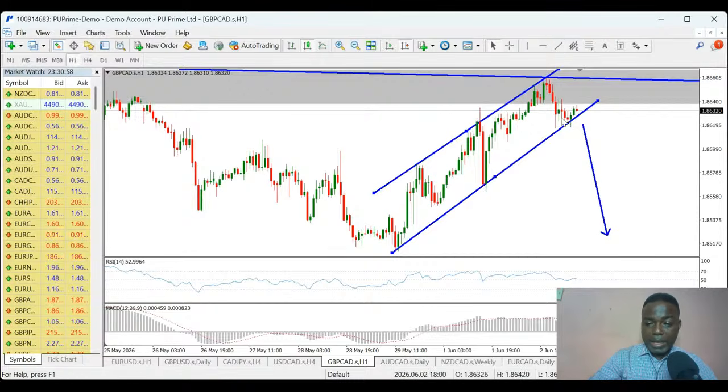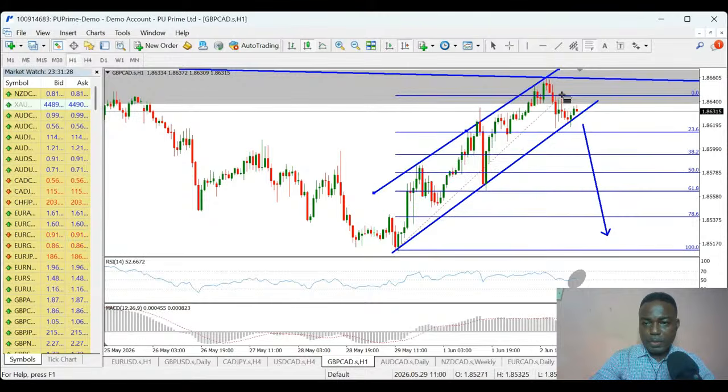Now, if that breakout happens, we're also looking for a confirmation with our RSI. Our RSI should cross below 50. That is a further bearish confirmation. RSI crossing below 50, and MACD also possibly crossing below 0. It's not compulsory for the MACD. The most important is the RSI. But if the MACD crosses also, that is an additional confirmation. So we're very, very bearish on the GBP CAD.